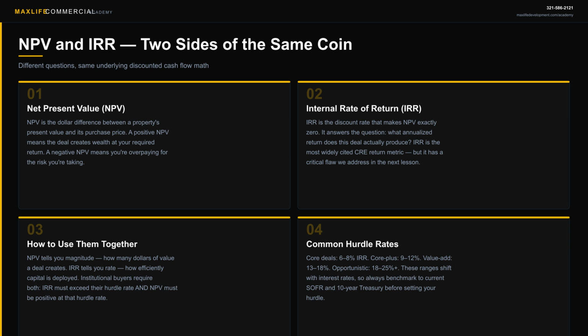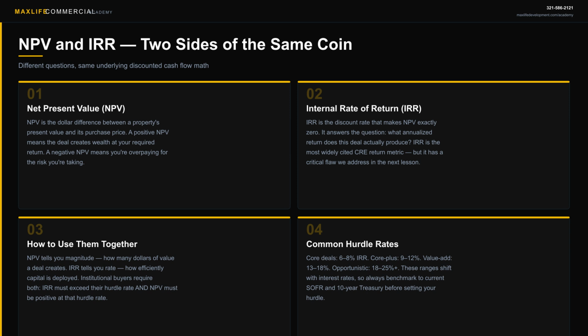Instead of assuming a discount rate and solving for NPV, IRR solves for the rate that makes NPV equal to 0. That rate is the deal's internal rate of return, the annualized yield the investment produces across the entire hold period. In practice, institutional buyers set a hurdle rate, the minimum IRR required given the deal's risk profile, and then reject any deal where the projected IRR falls below that threshold.